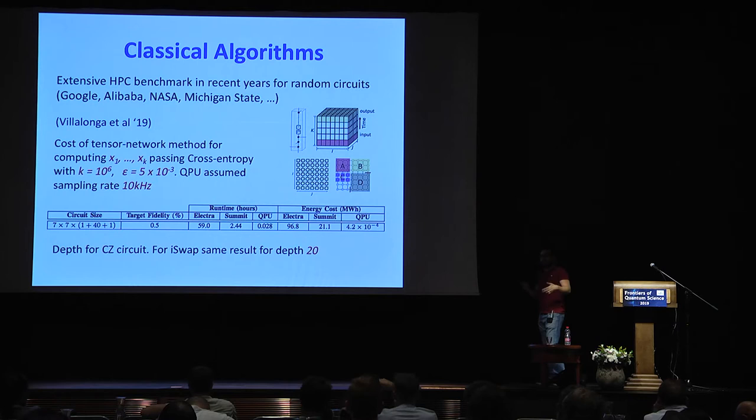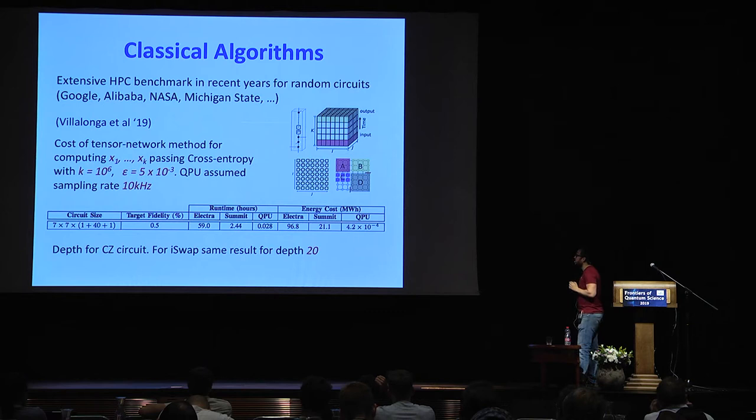QPU is just the quantum processing unit. This just means the time that the quantum computer takes, so people like to call it QPU sometimes. And we assume that that's the sampling rate, okay? So 10 kilohertz, that's how many bit strings we can get per second.